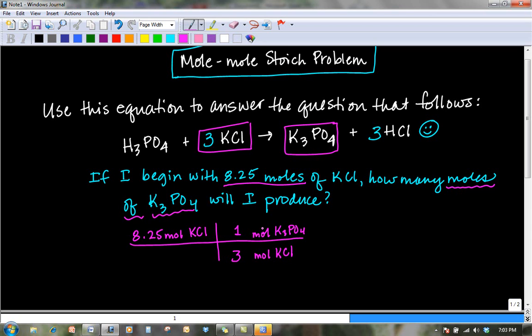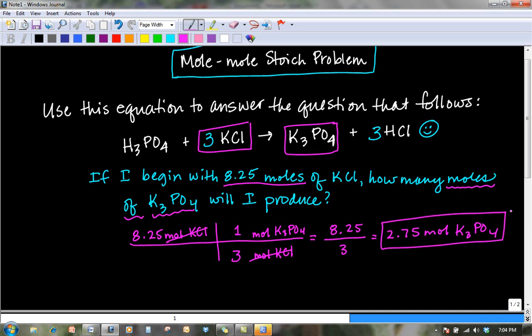I know that I stop here because I have what I want at the top of my dimensional analysis grid. Moles of potassium chloride are going to go away. They cancel out. Now I'm going to multiply 8.25 times 1, which is 8.25. And on the bottom, I'm going to bring over my 3. When I divide these out, I get 2.75 moles of potassium phosphate. And this is my final answer.